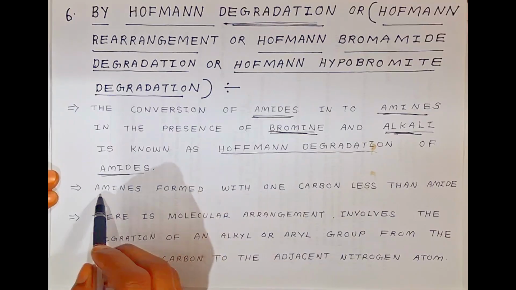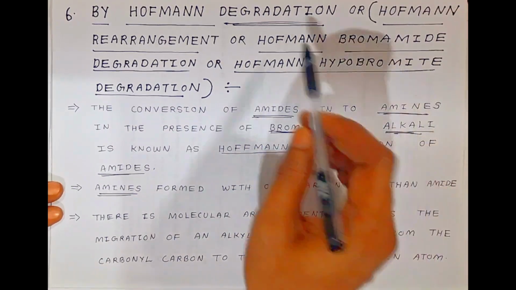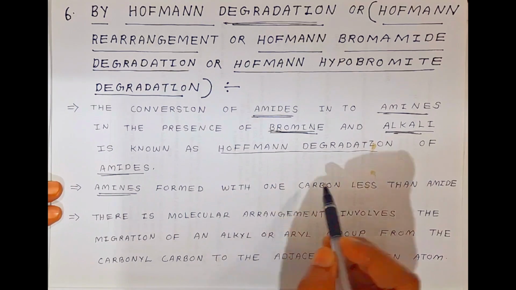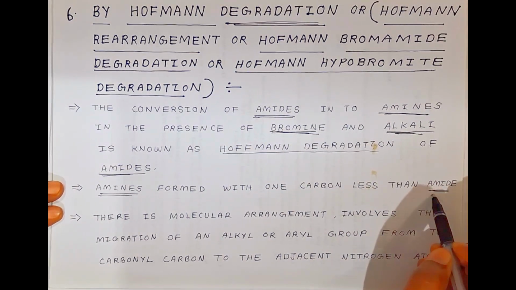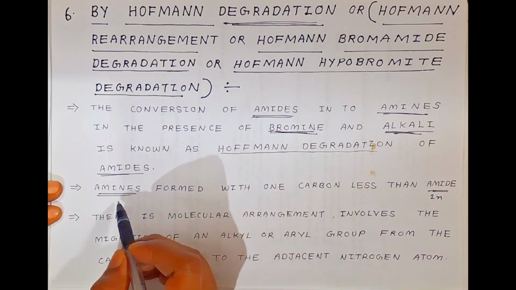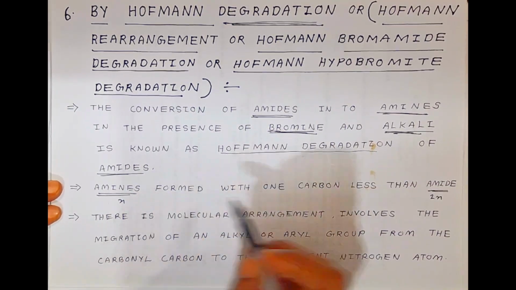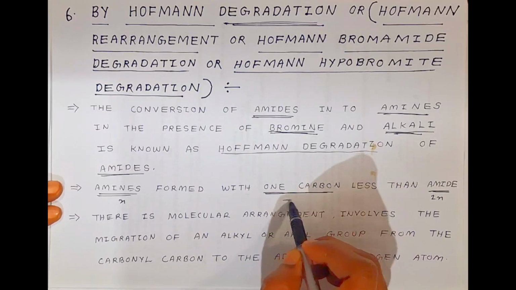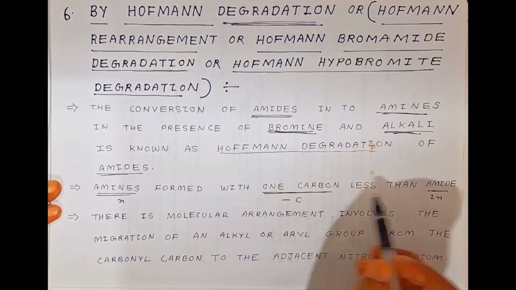What is happening, students? Amines form with one carbon less. What is the importance of the degradation? There is one carbon less than the amide. If the amide has 2 carbons, the amine will have only 1. So there is always a minus of 1 carbon. This way, amines form with 1 carbon less than the amide.